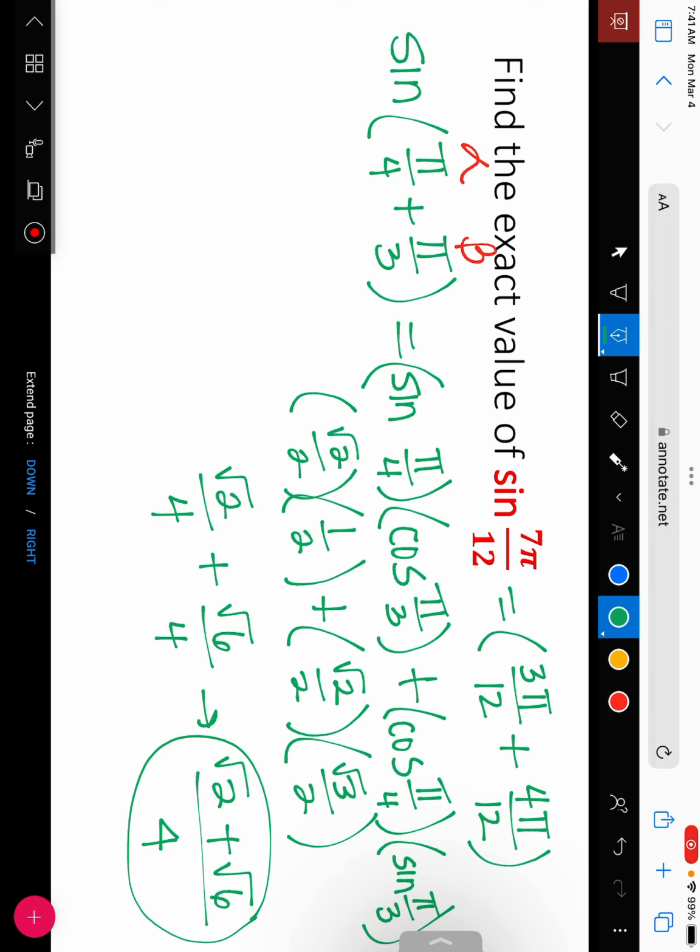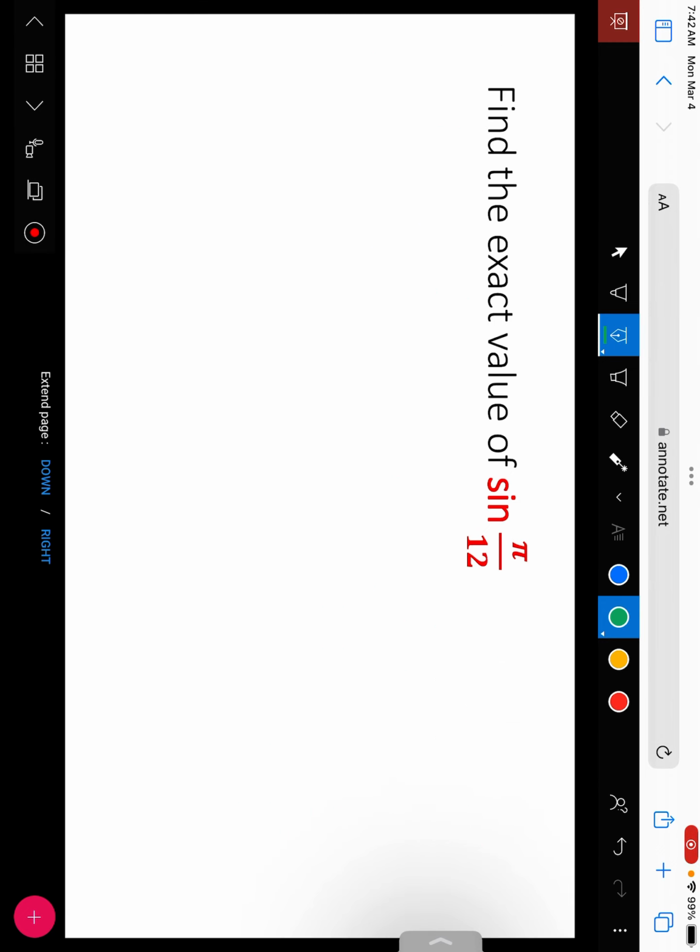Now, as always, we have learned that tangent is the ugly cousin. It's always complicated. Tangent is a lot. But sine and cosine is pretty simple. All right, I'm going to give you a couple of minutes. I want you to try to find this one by yourself. The sine of pi over 12.